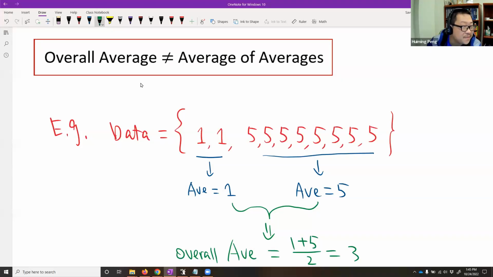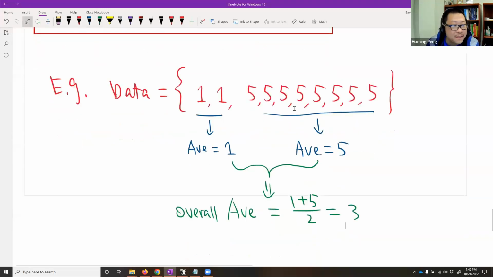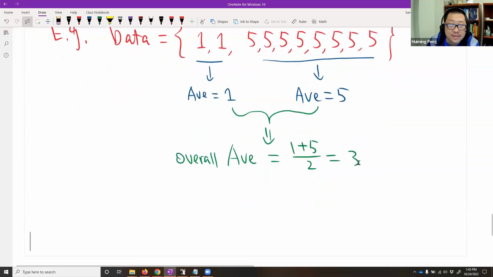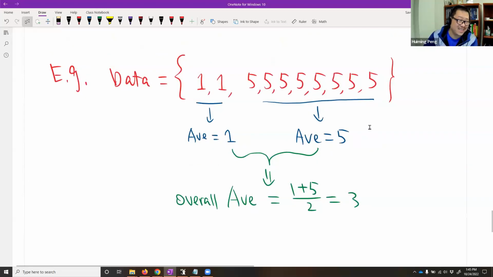Is that true? Anyone get me? I have all the data there. Do you think the overall average is 3? You say, oh, this is super easy to get. So that's the wrong thinking, okay? It's very easy to make a mistake this way. I just tell you, this is the wrong method, okay? Make sense? Wrong.